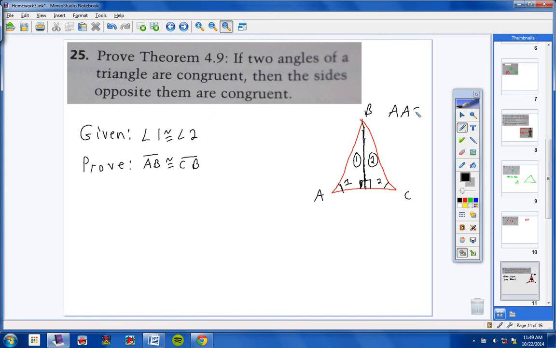And once I do that, I can then state that this side here is congruent to this side here by CPCTC, which is my goal. Okay, so there we go. Not too difficult. All right, so here we go.